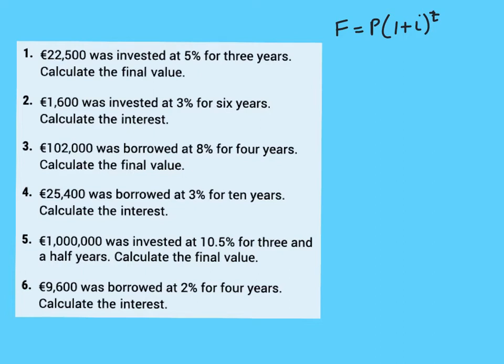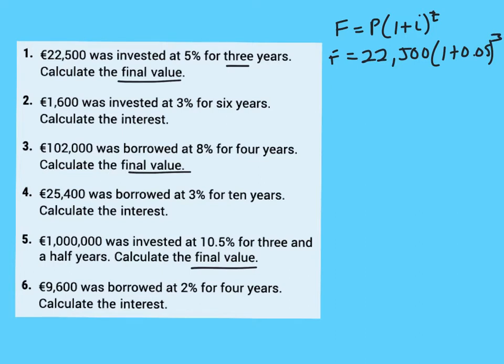So some of these are final values, so you can see these ones here are final value, and the other three are interest. So we'll look at the final value first. So we have F is equal to 22,500(1 + 0.05), and T in this case is 3 years.